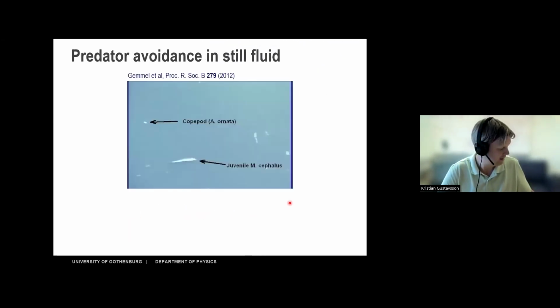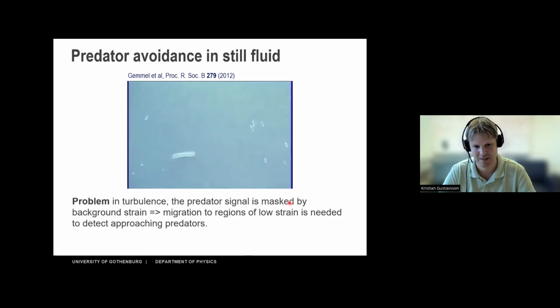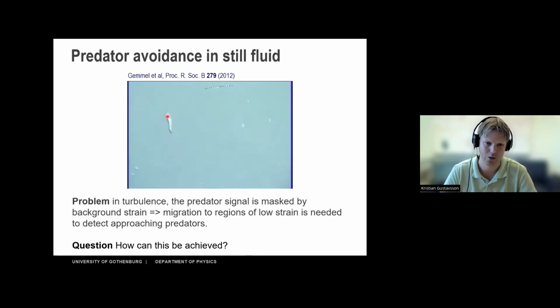And then I had another example of this predator avoidance in still fluids. And the problem is that in turbulence, you want to sense the fish larva at a distance, and the question is, in turbulence, the background flow will mask the predators. So to be able to escape the predators, you need to navigate to the low strain regions, and the question is, how can this be achieved?